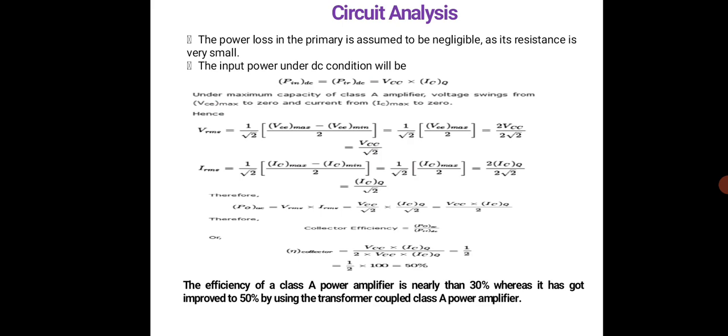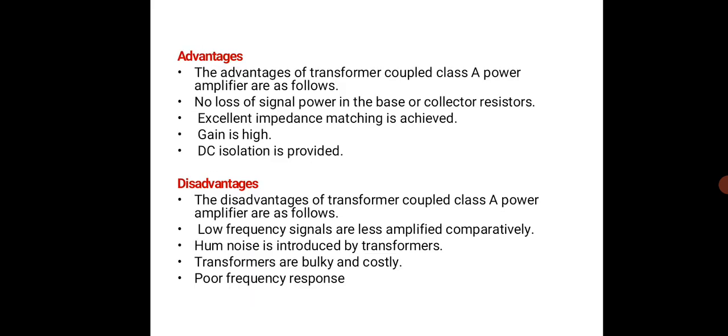The input power under DC condition will be given by the above expression. The efficiency of class A amplifier is nearly 30%, whereas it improves to 50% by using a transformer coupled class A amplifier. If I use a normal class A power amplifier, then it will be only around 30%. So the advantages of using a transformer coupled class A power amplifier are as follows: no loss of signal power in the base or collector resistors, gain is high, excellent impedance matching, DC isolation is provided. But still it has certain disadvantages.